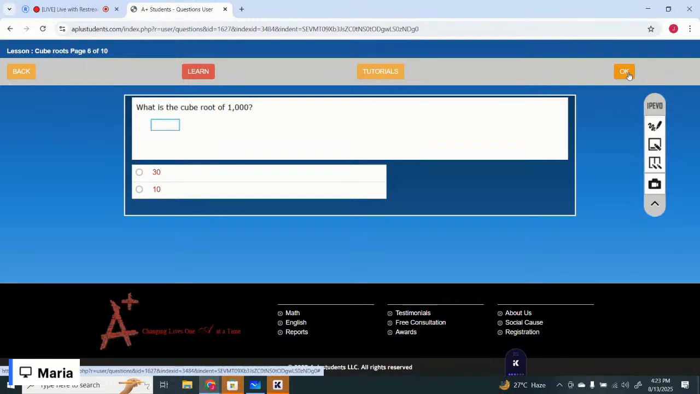What is the cube root of 1000? So the cube root of 1000 is 10 times 10 times 10. Option number 2 is the correct option. That is 10.